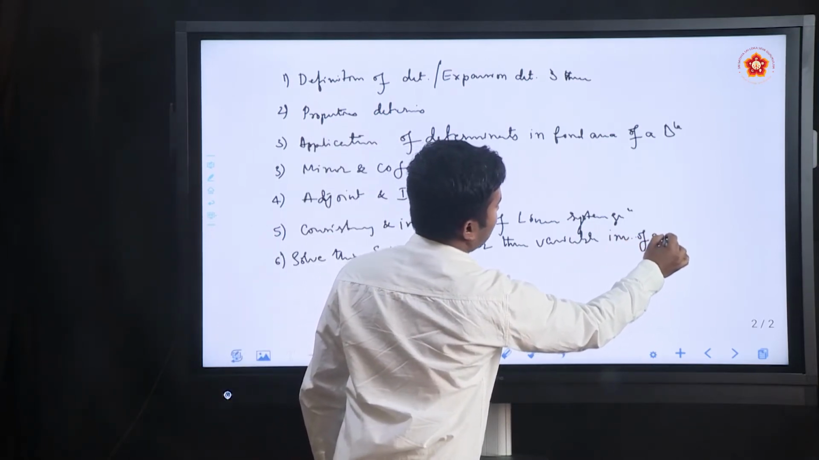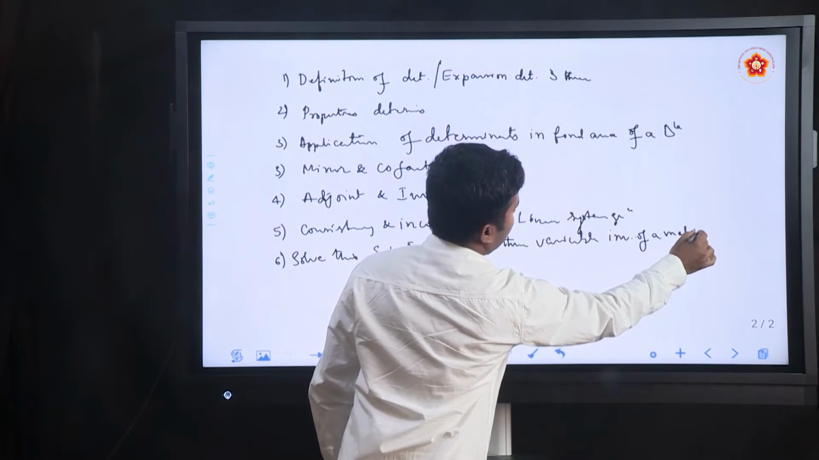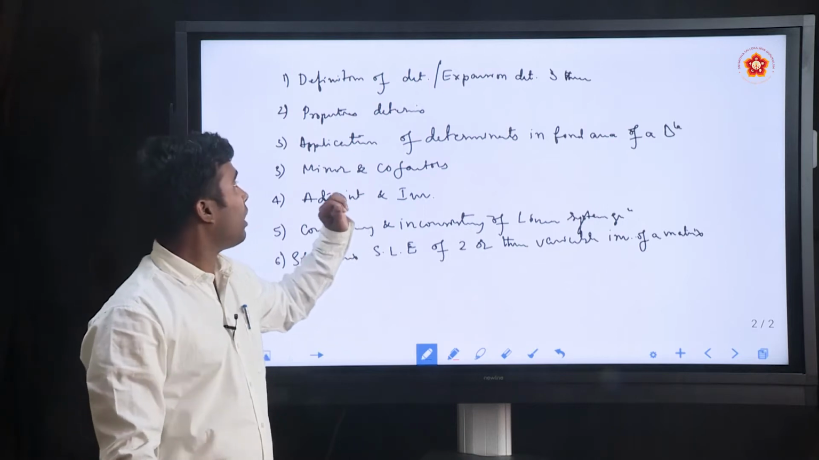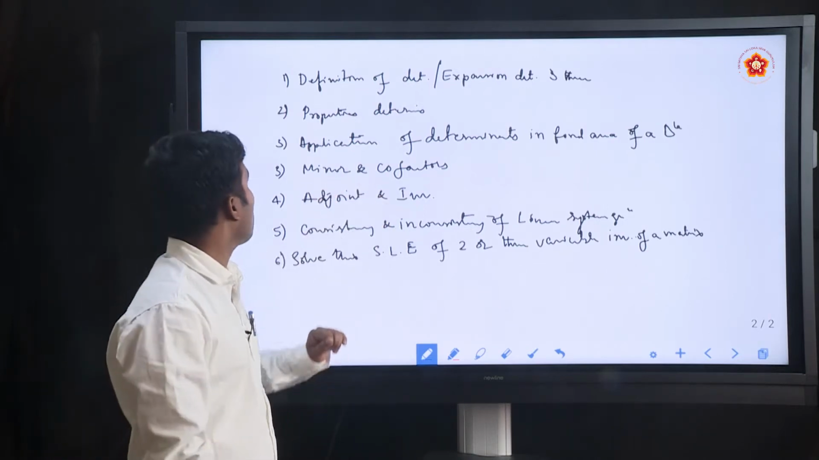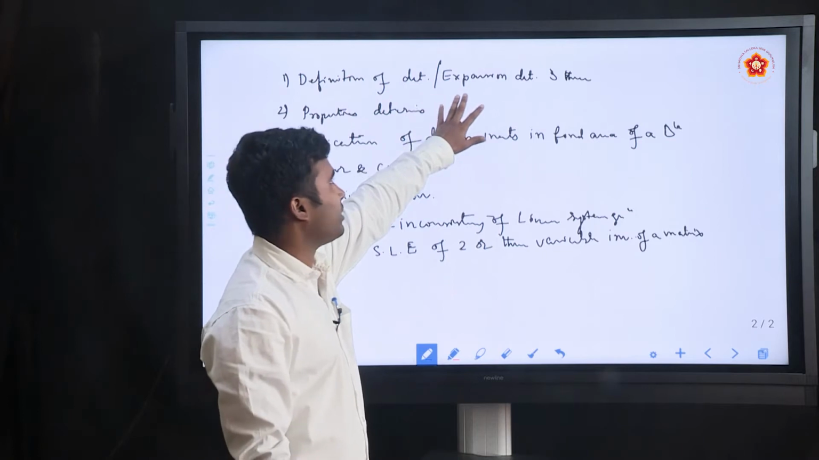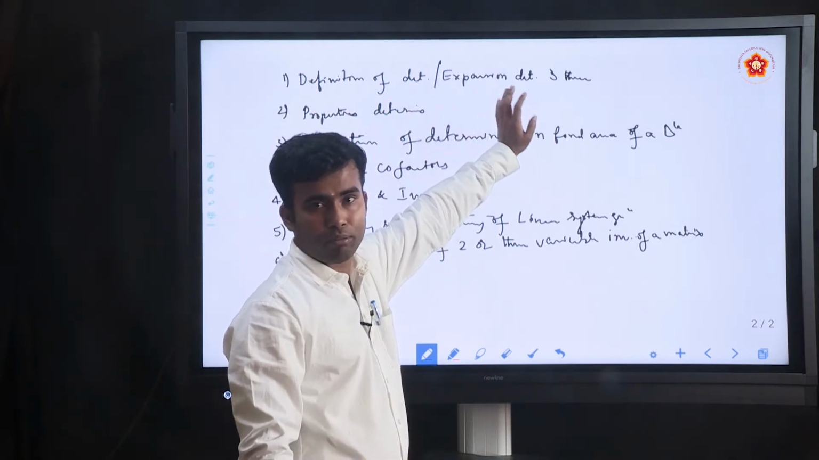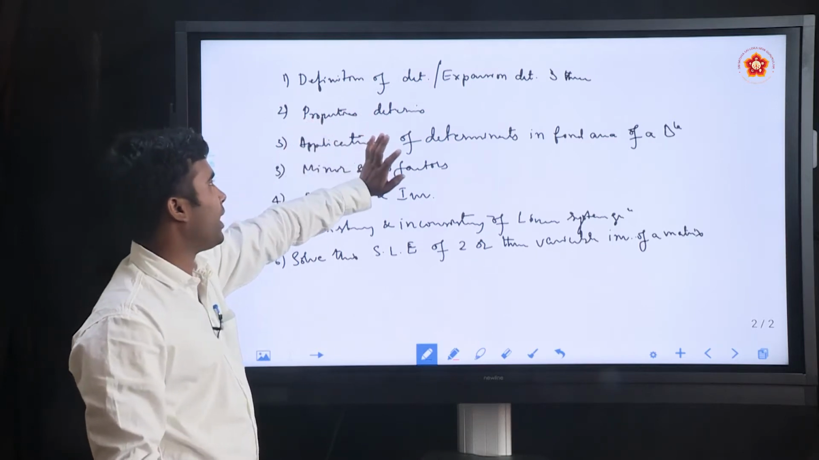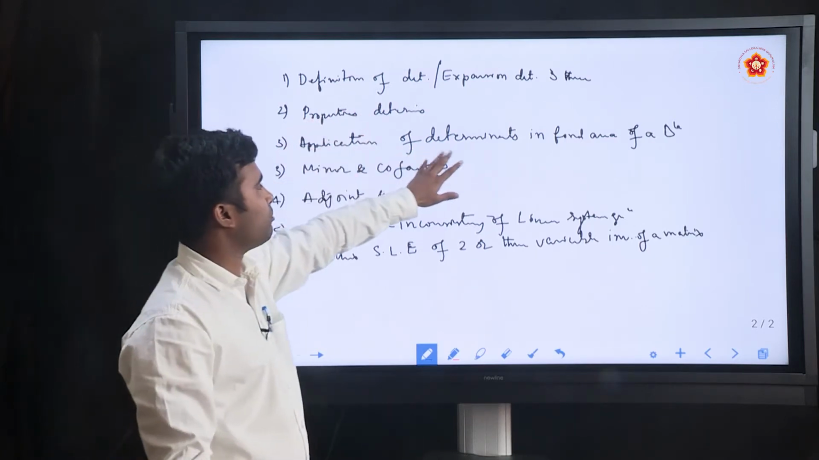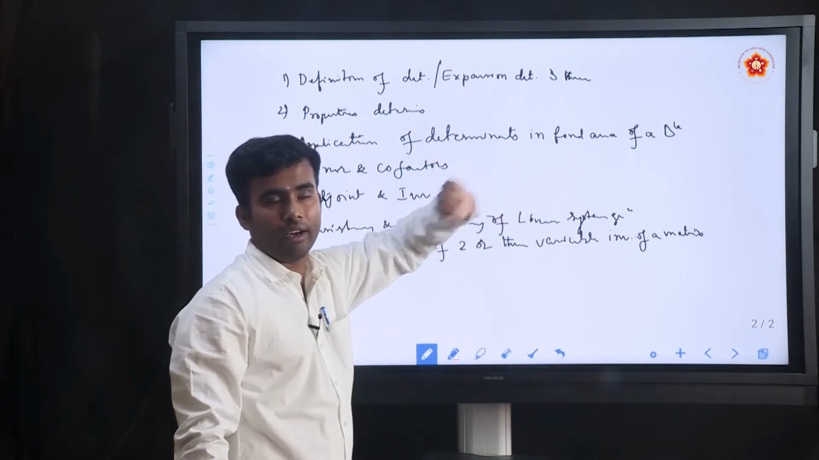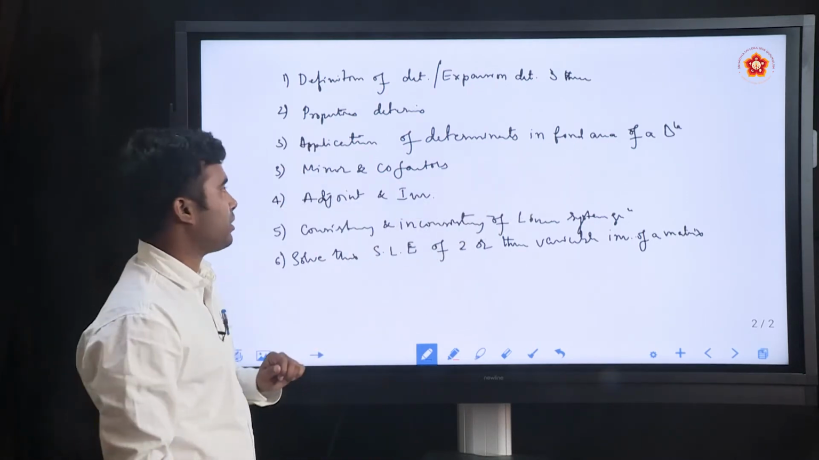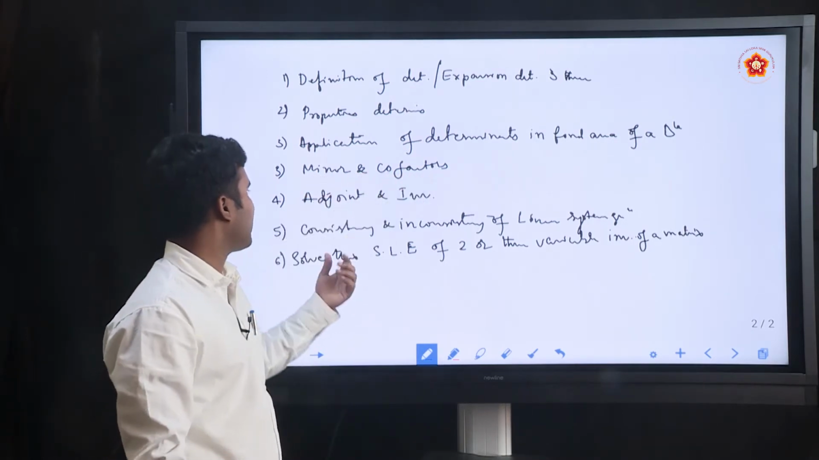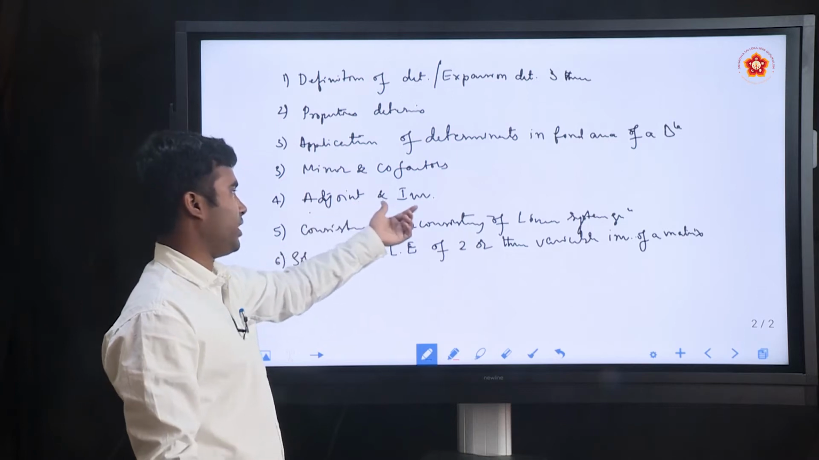Okay. These are all the topics we are going to discuss in the chapter determinants. The first is the definition and expansion of determinants up to order 3, and some various properties we have, and application of determinants, that is finding the area of a triangle, and finding the equation of a line joining points, and also we are going to find minors and cofactors of a matrix, and adjoint and inverse of a matrix.